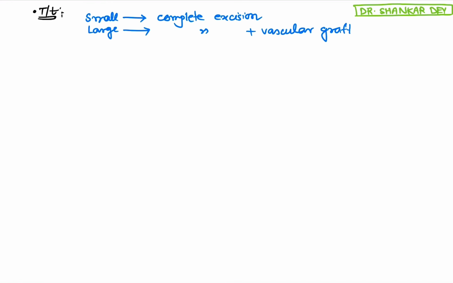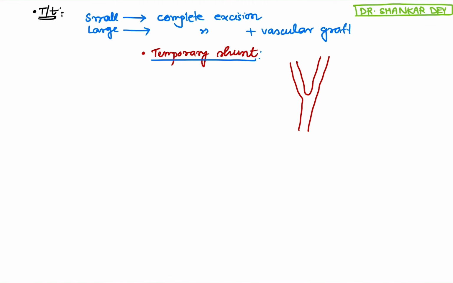And one important procedure, that is temporary shunt, is important during the operation. What is this temporary shunt during operation? During resection, a temporary shunt is placed in between common carotid artery and internal carotid. Suppose this is the artery, this is common carotid artery, this is internal carotid artery, and this is external carotid artery.